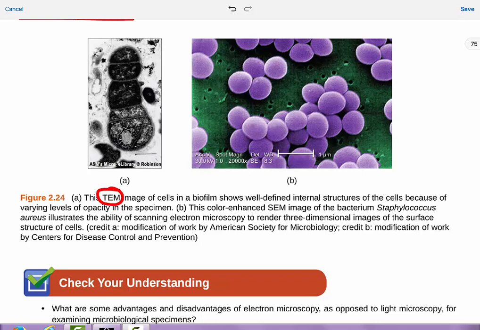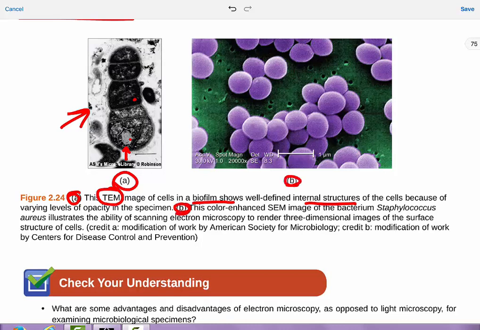The TEM has to be a very, very thin sample, cut very, very thin. In the electron beams, the electrons go through the specimen in order to get incredible detail on the inside of things. Very, very small, very thin things like organelles or even tiny membranes. Here, image A is a TEM image of cells in a biofilm showing the internal structures of the cells because of the varying levels of opacity. The dark areas and light areas give us incredible detail. You can see even the layers in this little section, or the little strands in there.